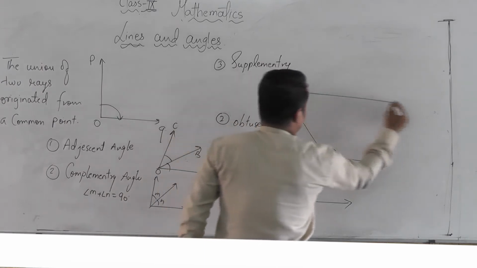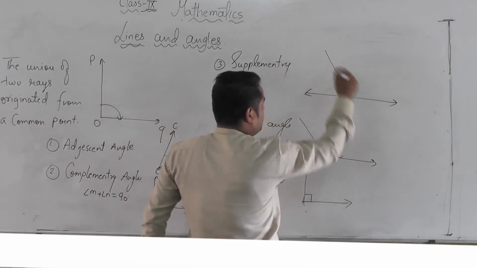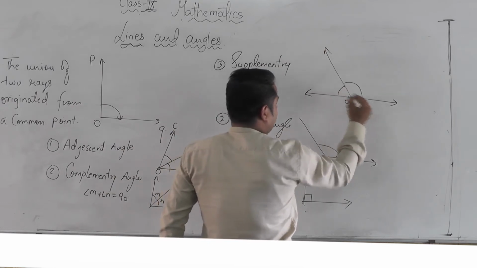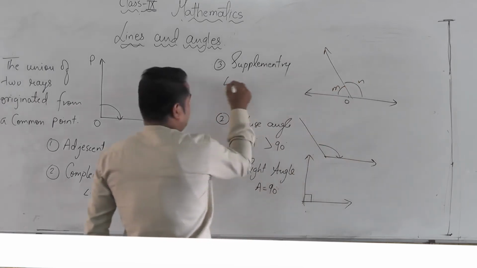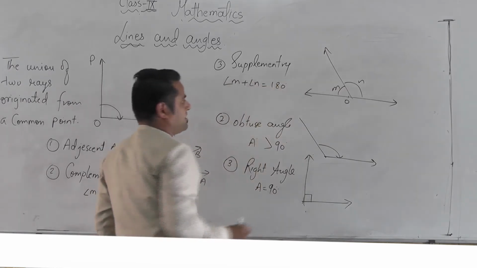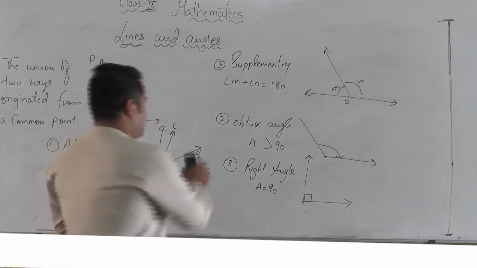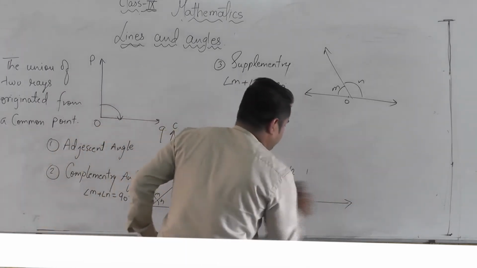Supplementary angles are adjacent on a linear pair or a straight line. So when the sum of two angles is equal to 180, then they are called supplementary angles. Okay, it's very easy. Then a linear pair.